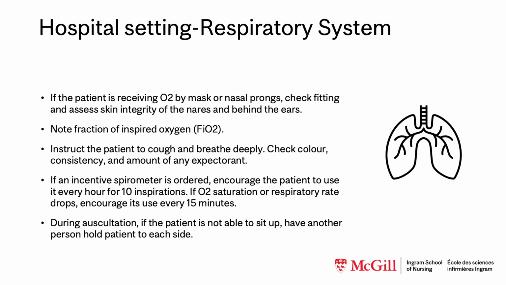Hospital setting, respiratory system. If the patient is receiving oxygen by mask or nasal prongs, check fitting and assess skin integrity of the nares and behind the ears. Note fraction of inspired oxygen. Instruct the patient to cough and breathe deeply. Check color, consistency, and amount of any expectorant. If an incentive spirometer is ordered, encourage the patient to use it every hour for 10 inspirations. If oxygen saturation or respiratory rate drops, encourage its use every 15 minutes. During auscultation, if the patient is not able to sit up, have another person hold the patient to each side.